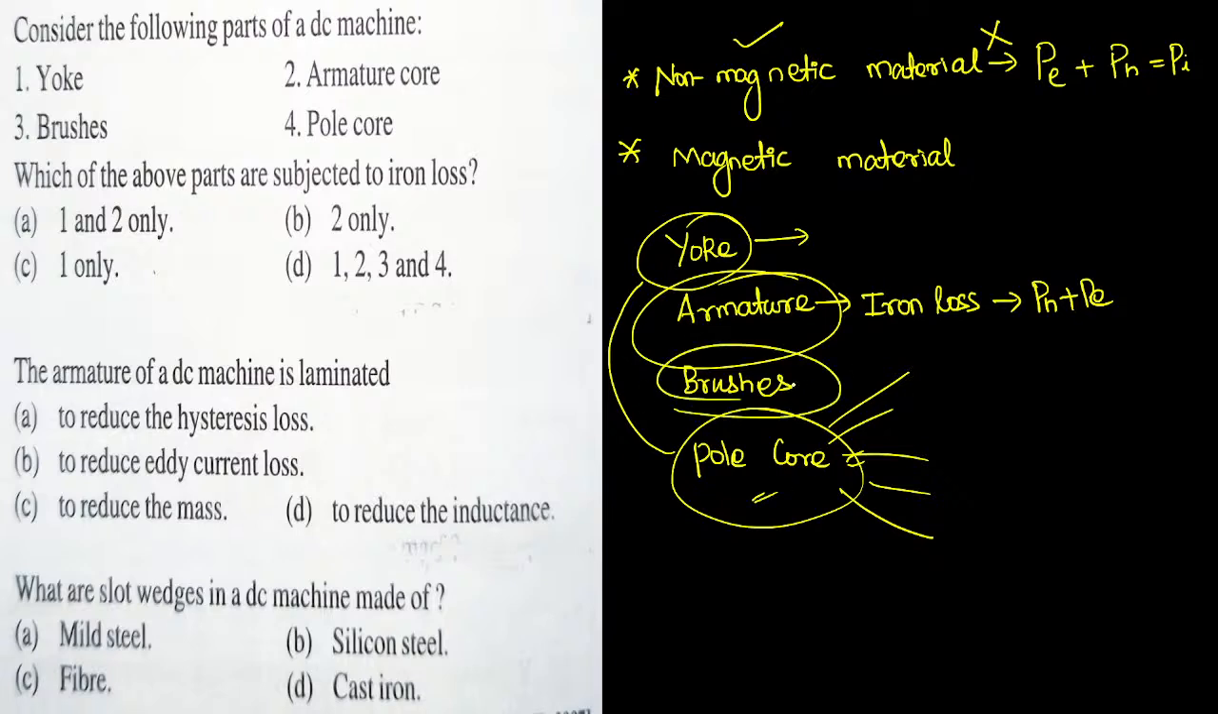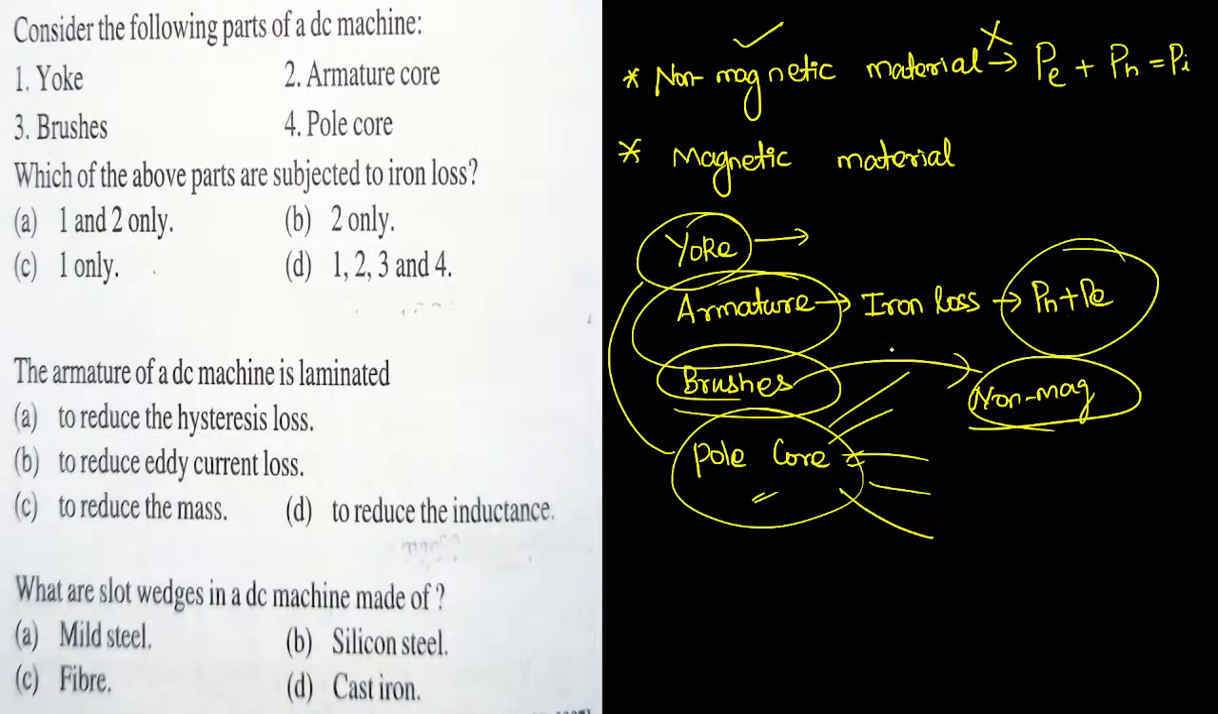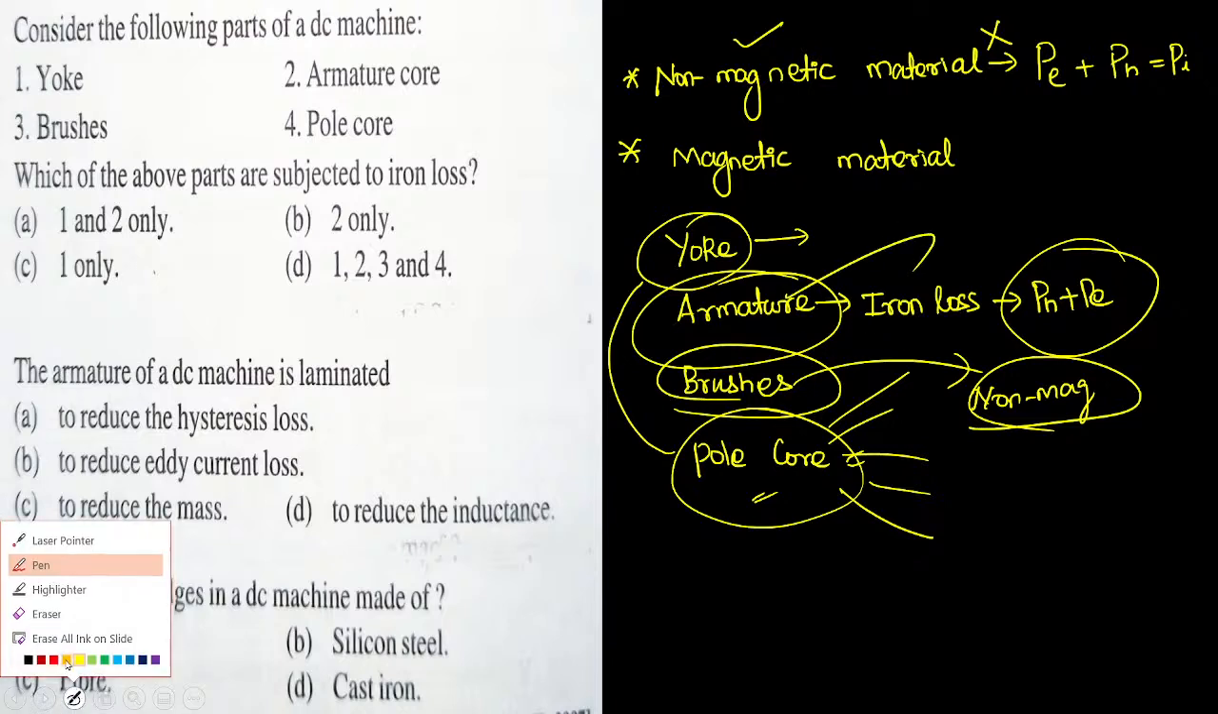Then what about brushes? Brushes, we can say, are non-magnetic material, as we all know. So brushes are made up of non-magnetic material. In non-magnetic material, you will never observe hysteresis and eddy current losses. Then what is the correct answer? The one and only answer is armature winding. So the correct answer for this question is option B.